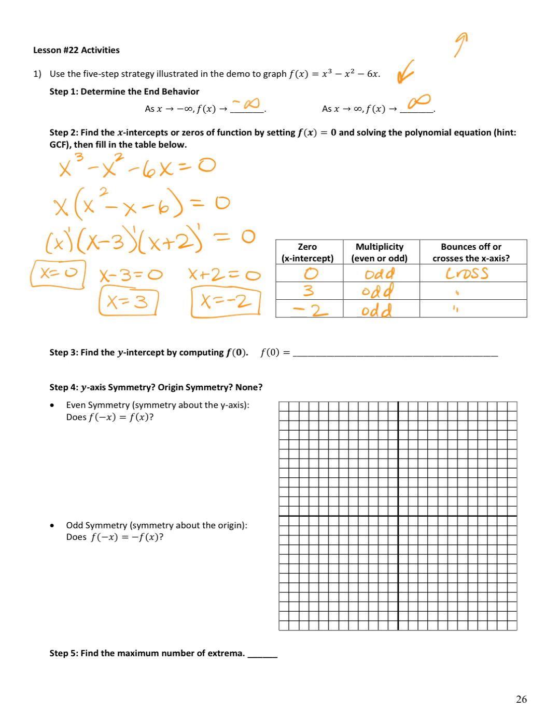To find the y-intercept, I'm going to plug 0 in for all my x's, so I would have 0 cubed minus 0 squared minus 6 times 0, which is 0. Symmetry. Let's see. F of negative x would be negative x cubed minus negative x squared minus 6 times negative x. That gives me negative x cubed minus x squared plus 6x.